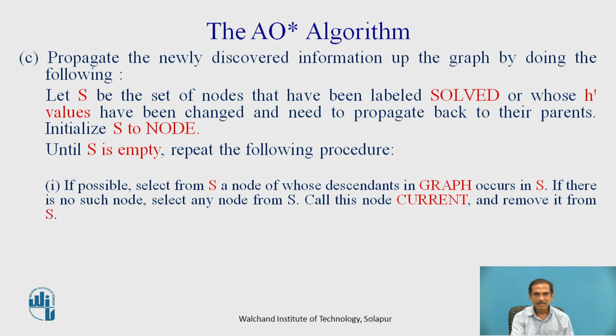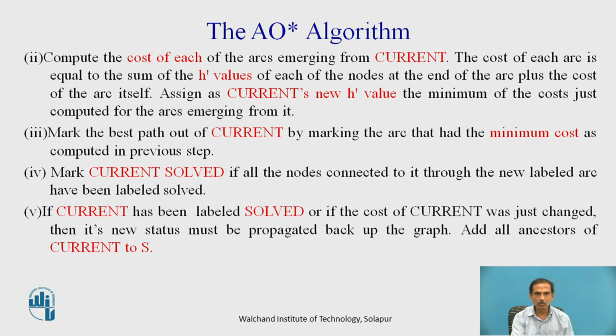If possible, select from S a node none of whose descendants in the graph occurs in S. If there is no such node, select any node from S, call this node current, and remove it from S. Now compute the cost of each of the arcs emerging from current, where the cost of each arc is equal to the sum of the h' values of the nodes at the end of the arc plus the cost of the arc itself.